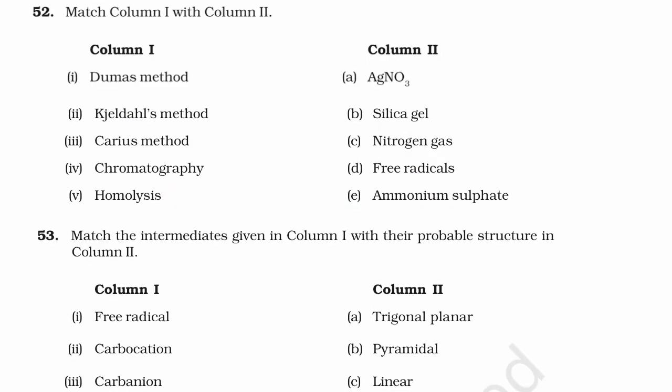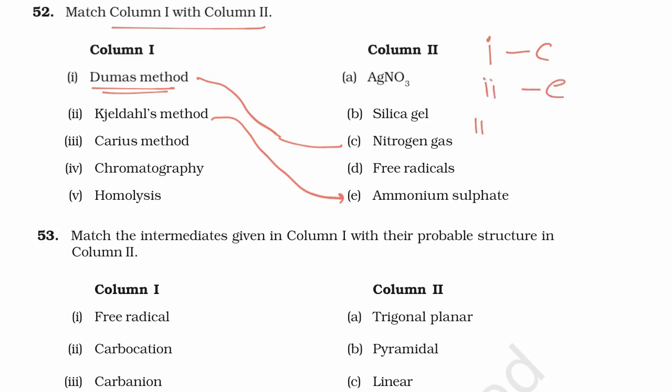Match column 1 with column 2. Now first, Dumas method. In the Dumas method, all the nitrogen present in the sample is converted to nitrogen gas. So first, C. In the Kjeldahl method, nitrogen is converted to ammonium sulfate, then ammonium hydroxide, then ammonia. So second, E.